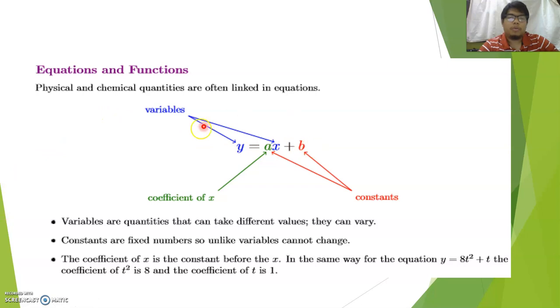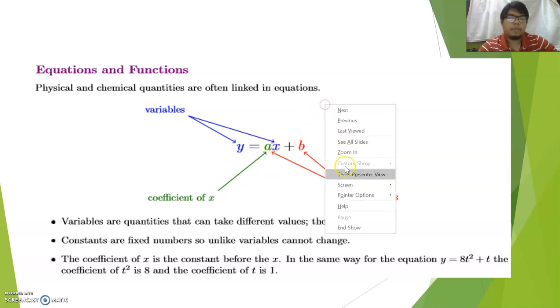And you already learned about this before, which is the general equation of the function, that is y equal to ax plus b, where y and x, given here in blue color, are variables where we can manipulate the number of it, and b and a are constants, while a is the coefficient of x.